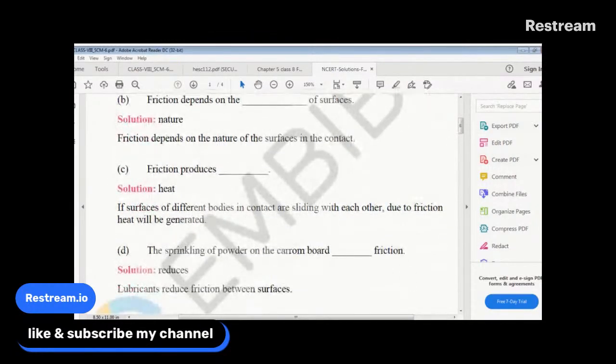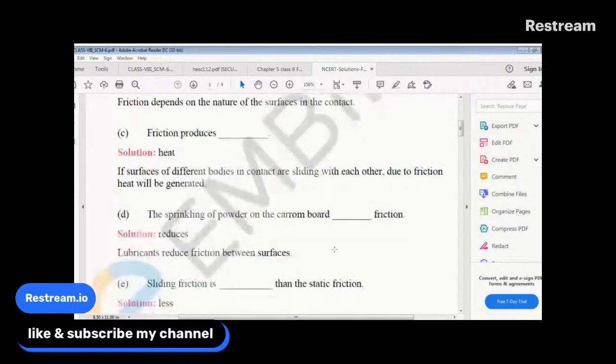Now, next we will move on to number D, where the sprinkling of powder on the carom board dash, friction reduces friction. I have already told this. Now number E: sliding friction is dash than the static friction. Sliding friction is less than the static friction, because it is relatively easy to push an object which is in motion than to set a stationary object in motion.